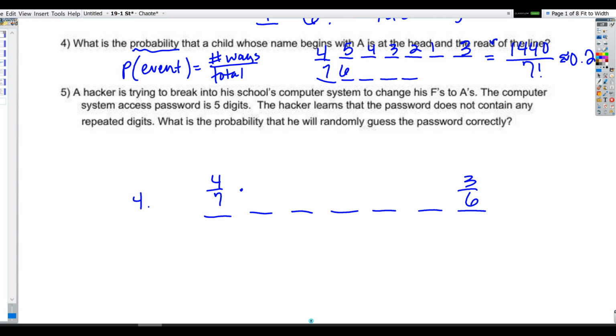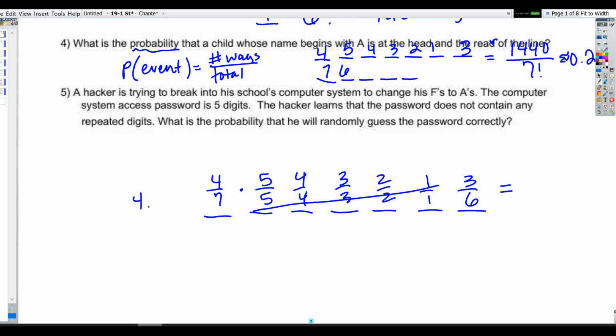Then for the others, really it doesn't matter where I put anybody here, right? So I have 5 people left, and I have 5 spots. So that's going to be 5 out of 5, because it's going down. Then 4 out of 4 is kind of weird, isn't it? 3 out of 3, 2 out of 2, 1 out of 1. So all of these just basically multiply to give you a 1.